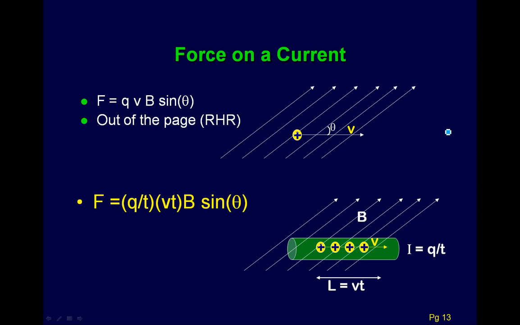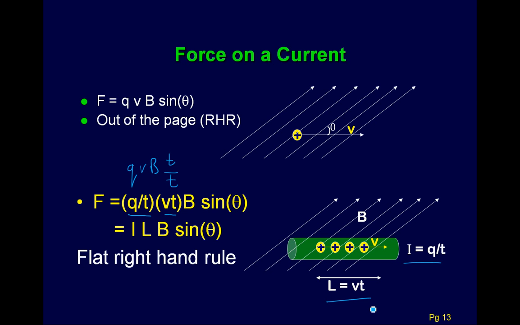So what we do here is we take our equation, QVB, and I'm multiplying and dividing by T, so I'm not changing anything, and then I put the T on the bottom here. Q divided by T is the current, and over here velocity times time gives us the length, so how long this current is acting over. And so we can rewrite this equation, it's really the same equation, as ILB, and use the same right hand rule to figure out the direction of the force on the current. So it's basically the same physics behind it.